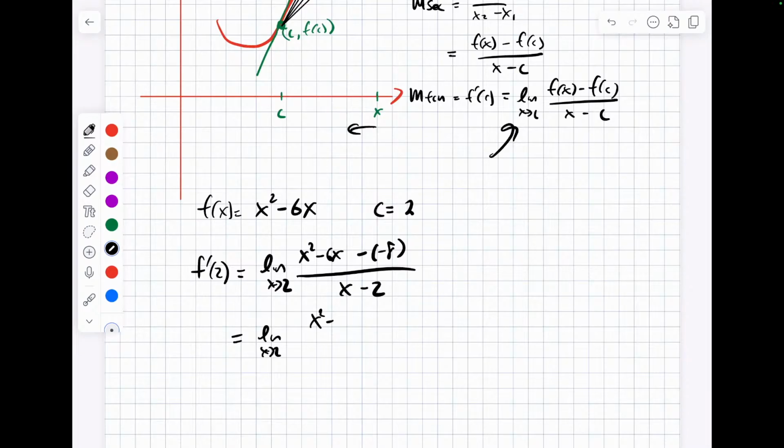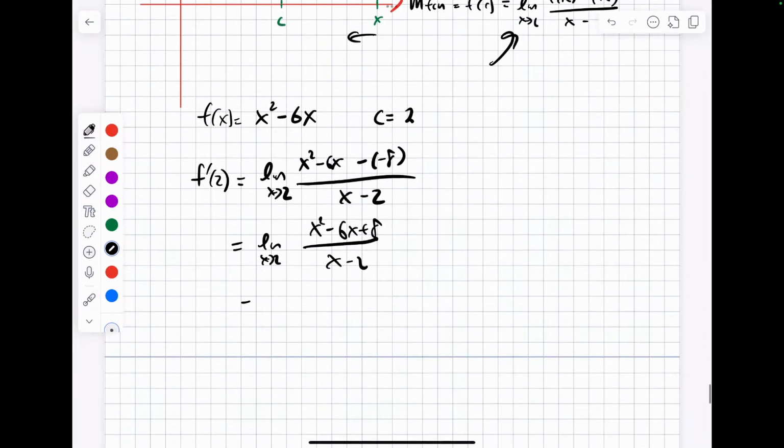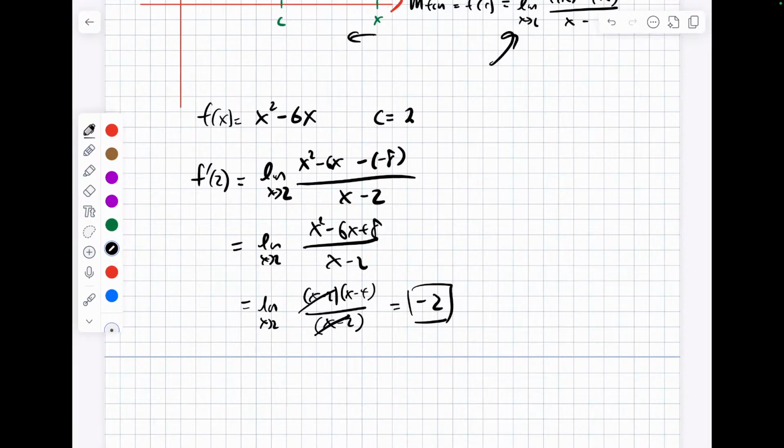So it would be x squared minus 6x plus 8 over x minus 2. Now, if I plug in 2, it's going to be 0 over 0. So it will be the limit as x approaches 2 of (x minus 2)(x minus 4) over x minus 2. Is that okay? Now, if I plug in 2, what will happen? 2 minus 4 is going to be negative 2. So it gives you a particular slope when x equals 2, and it will be negative 2.